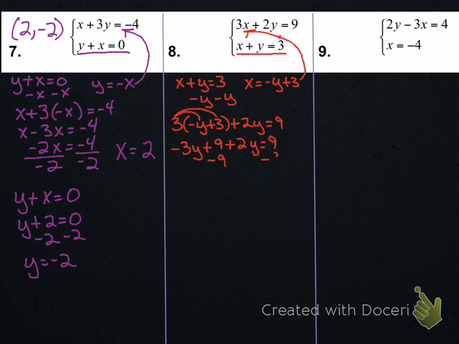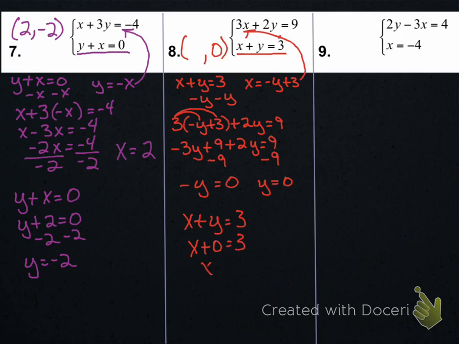Subtract 9. Then I combine my like terms. Negative 3y plus 2y is negative y equals 0, so y is equal to 0. Insert that into our ordered pair and then insert it into our equation x plus y equals 3. So x plus 0, that gives me x is equal to 3. Put that in my ordered pair.